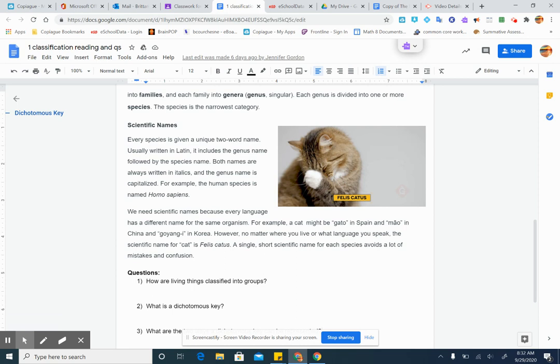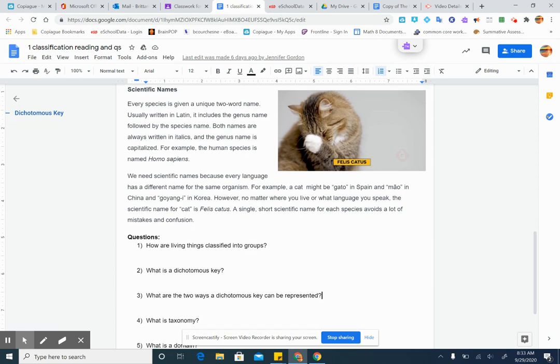We need scientific names because every language has a different name for the same organism. For example, a cat might be gato in Spain and meow in China and goyangi in Korea. However, no matter where you live or what language you speak, the scientific name for cat is Felis catus. A single, short scientific name for each species avoids a lot of mistakes and confusion.